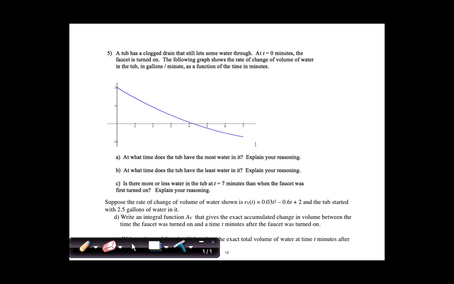So at what time does the tub have the most water in it? I don't know how much there was to start with, but during the first 4-point-something minutes, the amount of water in the tub was increasing. And then it started to decrease afterward, but it didn't get a chance to decrease very much. So here's where the maximal amount of water was. At what time does the tub have the least water in it?